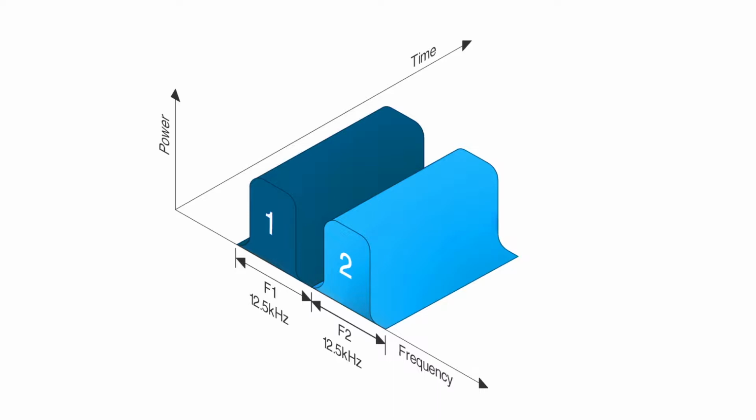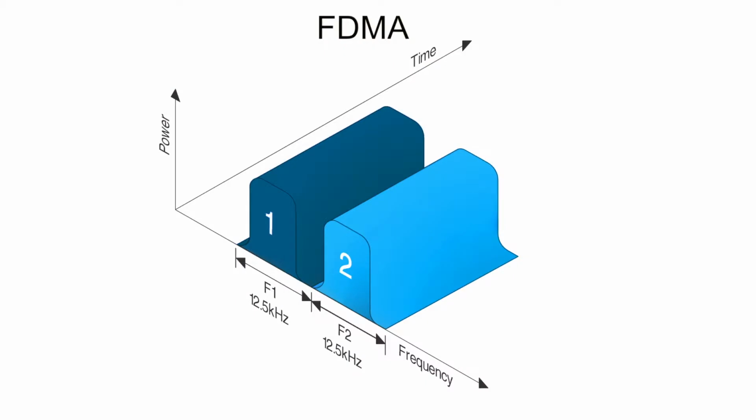So if you want to have two channels, you'll have two separate frequencies. If a conversation runs across this channel, it occupies the whole of the channel exclusively. Only one conversation, one user at a time per radio channel. This technique is called frequency division multiple access. Multiple radio channels mean as many frequencies as there are channels.